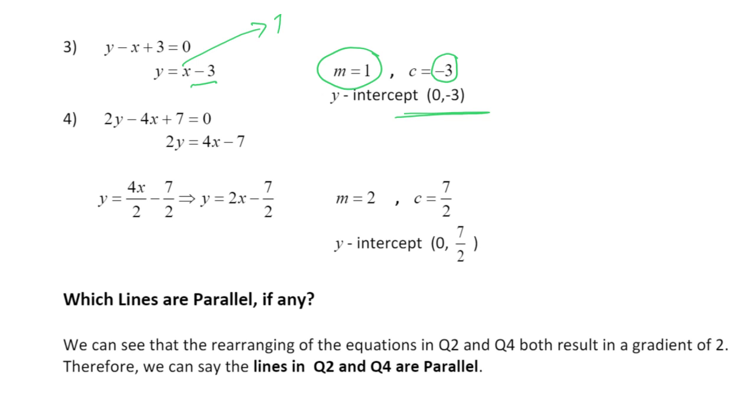Question 4 is a little more complex again, much like question 2. There's more to deal with, but what we have here is 2y = 4x + 7. So in the first instance, what we would do is remove or move the 4x and the 7.